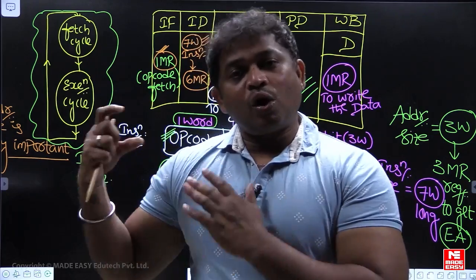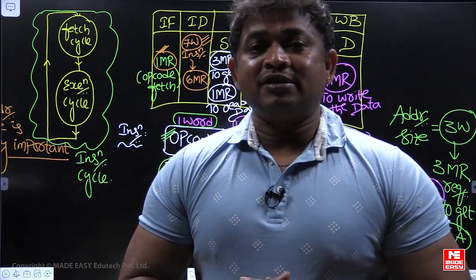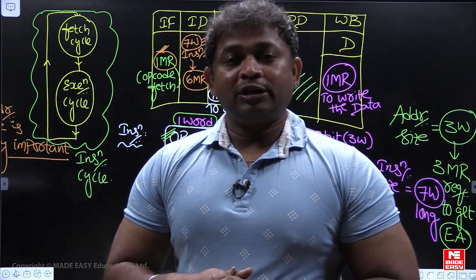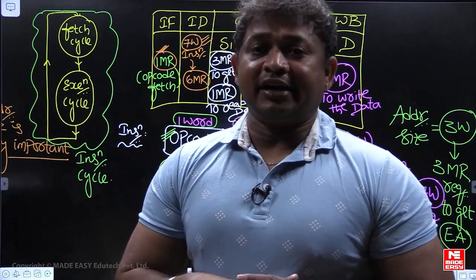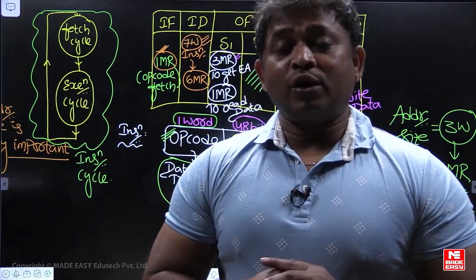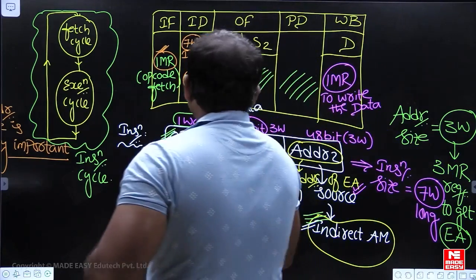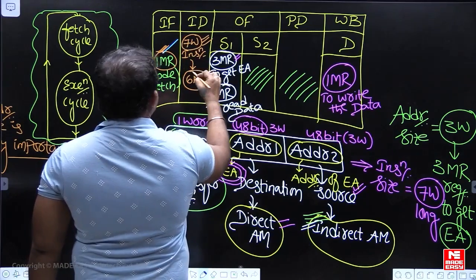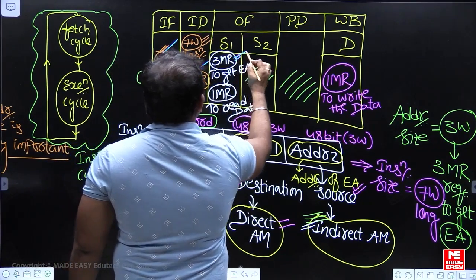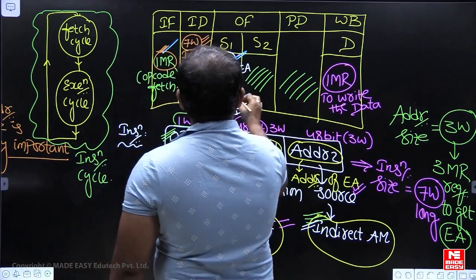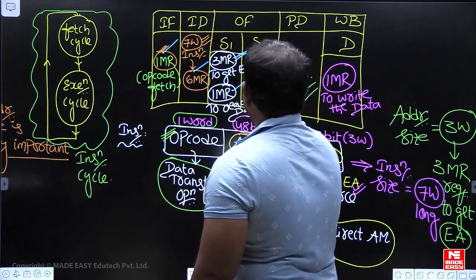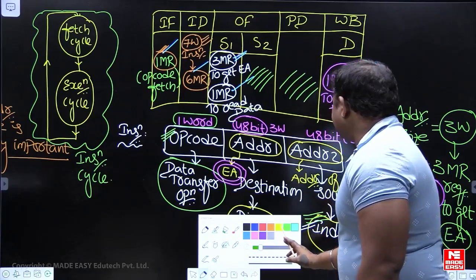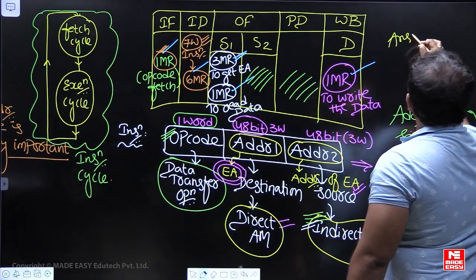Students, now count the total memory references required in the instruction execution. That means fetch cycle and execution cycle, the total time required to complete the instruction. Count it, all of you, please count. 6, 7, 7 plus 3, 10, 10 plus 1, 11, 11 plus 1, 12. So a total of 12 memory references are required. So the answer is 12 MR.